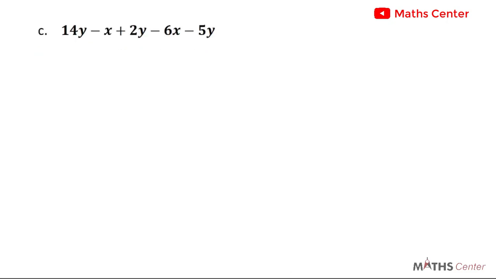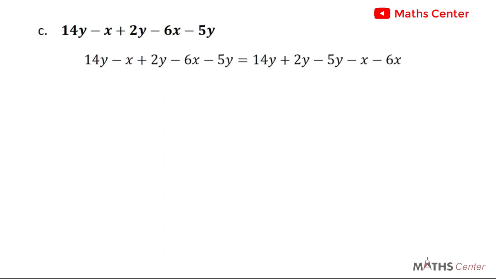Let's take the next example, C. And C is giving us 14y minus x plus 2y minus 6s minus 5y. So once again, the first thing that we need to do is to group the like terms. And if we are grouping the like terms here, you will see that we are going to have 14y plus 2y minus 5y as like terms. Then minus x and minus 6s as like terms.